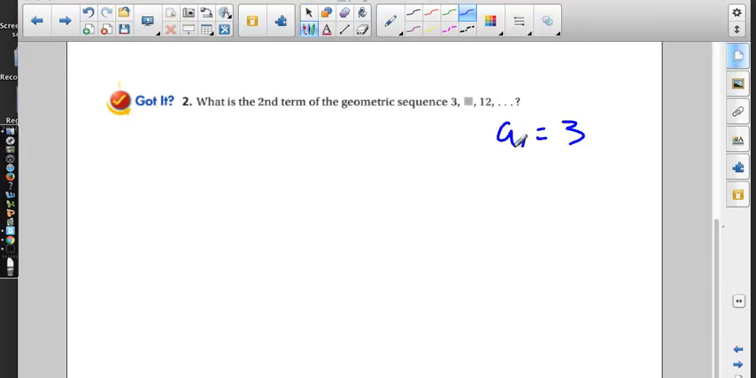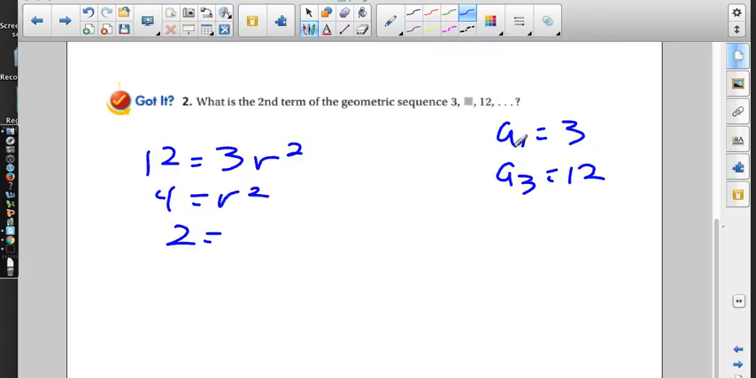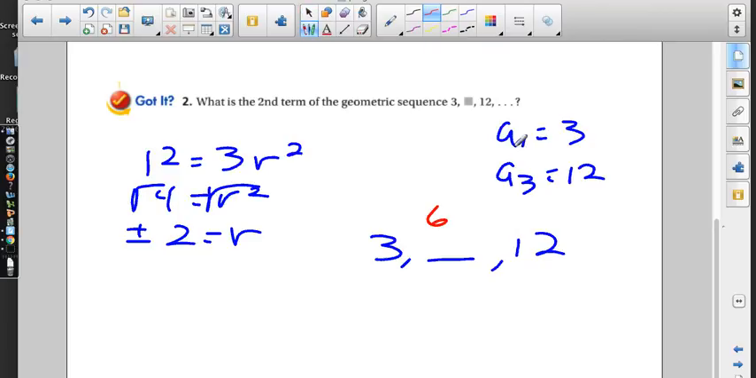First term of 3, third term of 12. So 12 equals 3 times r to the 3 minus 1, which would be r squared. Divide. Square root. We get 2. But wait a minute. Square root would be plus or minus 2. So let's take a peek at this. 3, blank, 12. Okay, well if we multiply by positive 2, we'd get 6. If we multiply by negative 2, we'd get negative 6.